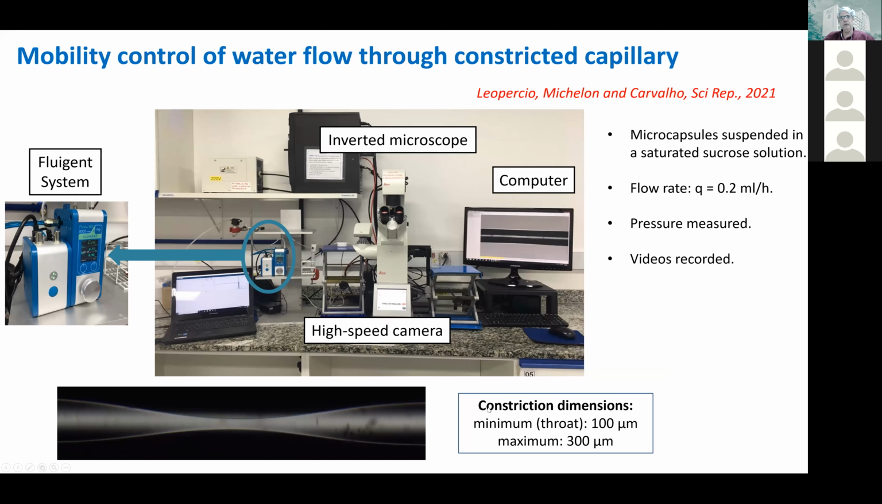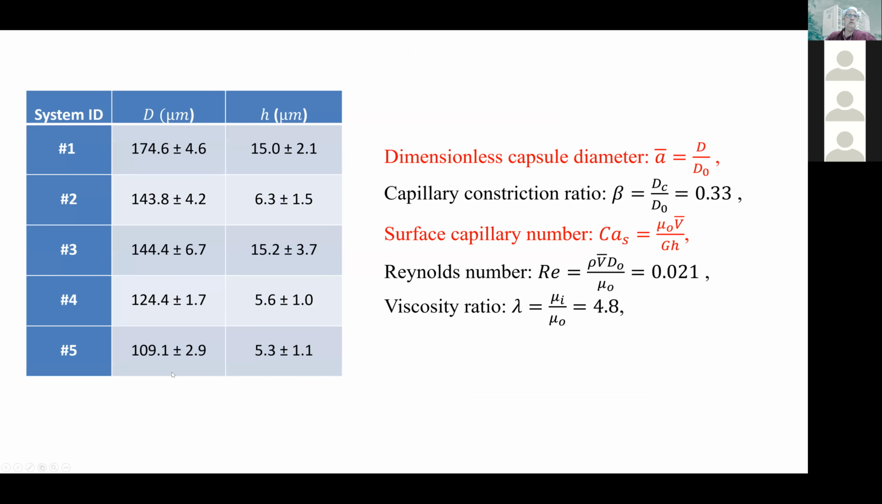In this case, we have this constricted capillary with a 100 micrometer throat and a 300 micrometer diameter. And then we flow different capsules through this constriction, measuring the pressure difference. And we flow at a constant flow rate here of 0.2 milliliters per hour. So we made different capsules with different shell thickness and different diameters.